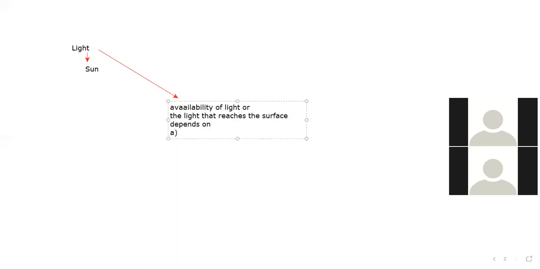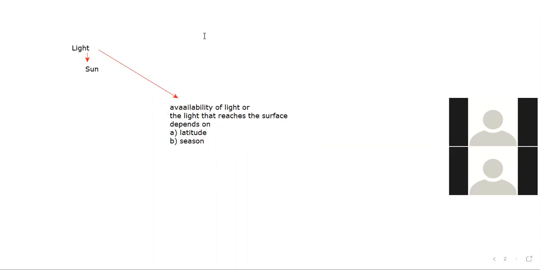It depends on a number of things. Number one is the latitude of a place. We will discuss only some important points here. One point is the latitude, and the second important point is the season. Latitude and season, this is the main thing.